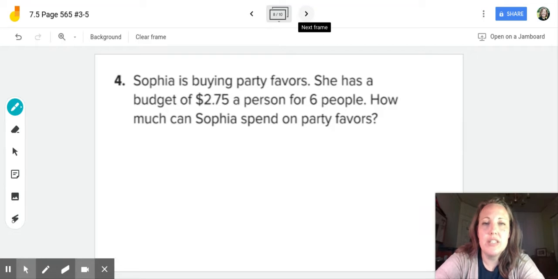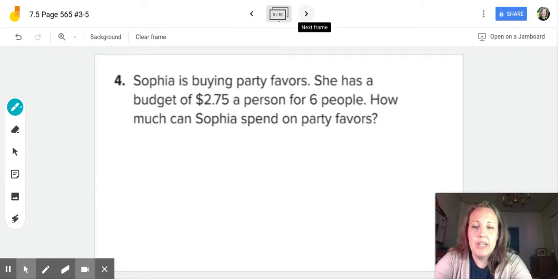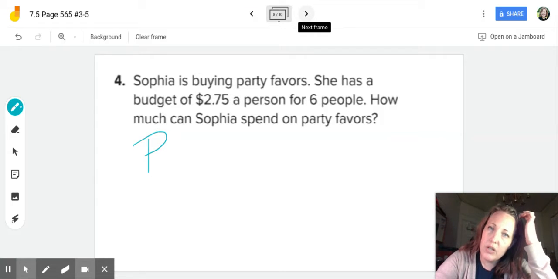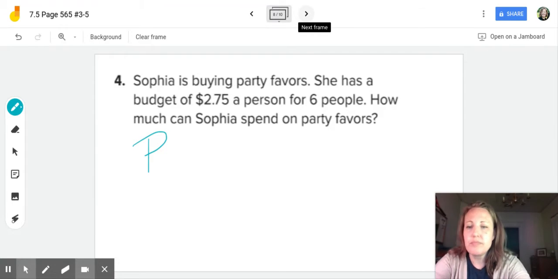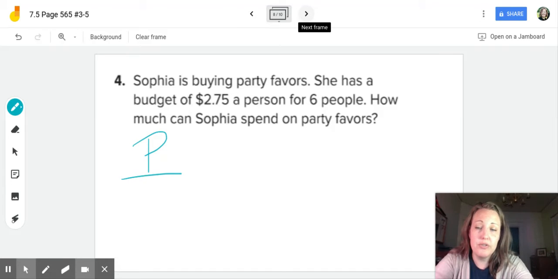I bet if you looked at this problem, all my students would say, Miss Golding, this is a multiplication problem. I just have to take $2.75 and multiply it by 6. You're absolutely right. The problem says, though, we have to write an equation using division. So let's do it. Again, I'm going to use any variable. When you're writing an equation, make sure you have a variable. And I'm going to show it in 2 different ways.